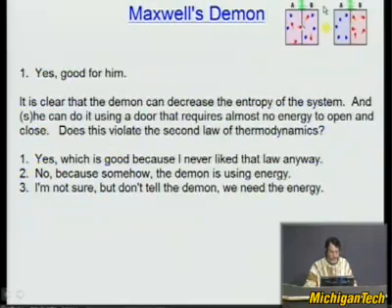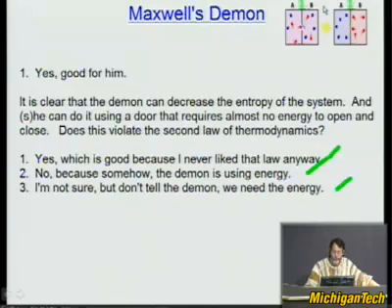So, answer is yes, good for him. He can do it. It is clear the demon can decrease the entropy of the system, and he or she can do it using a door that requires almost no energy to open and close. Does this violate the second law of thermodynamics? Yes, which is good because I didn't like that law anyway. It was not my favorite. No, because somehow the demon is using energy, and with using energy, the demon is creating entropy. Or I'm not sure, but don't tell the demon because we need the energy.